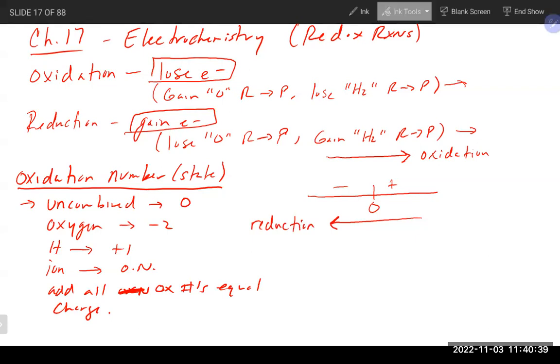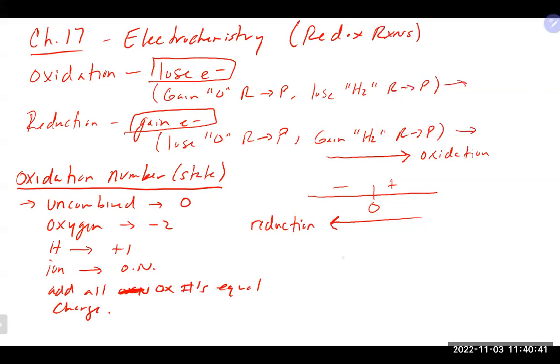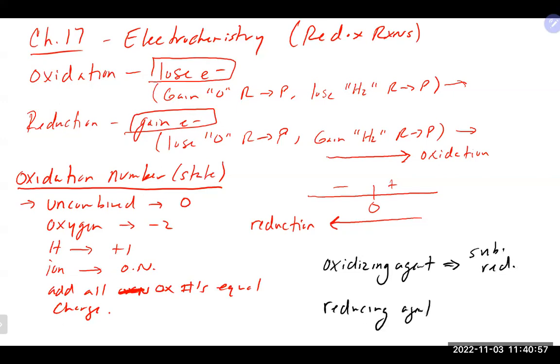There's also the oxidizing agent. Remember that the oxidizing agent is actually the substance that gets reduced, while the reducing agent is the substance that gets oxidized. They're called that because they cause that effect in the other substance that is present. The things being oxidized, the things being reduced, the oxidizing agent and the reducing agent are always found on the reactant side of the equation.